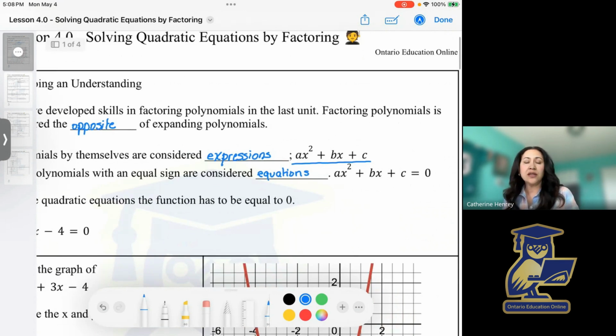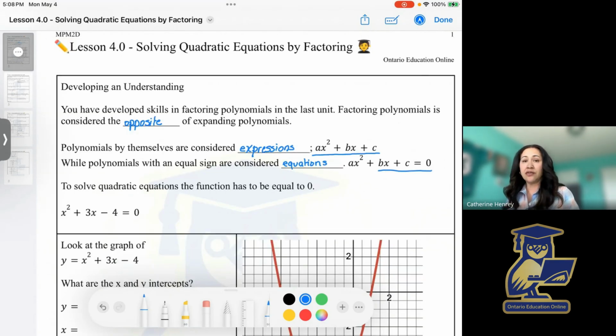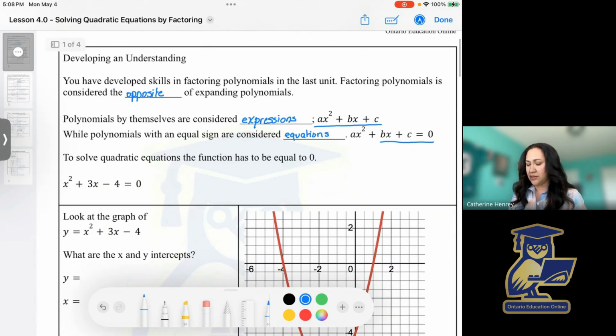Which brings us to the idea of solving a polynomial, solving a quadratic. So ax squared plus bx plus c equals 0 is now our equation. So to solve quadratic equations, the function has to be equal to 0. So let's take a look at what that actually means. So x squared plus 3x minus 4 equals 0. Okay, this is an equation. It happens to be in standard form on the left, and it's equal to 0.